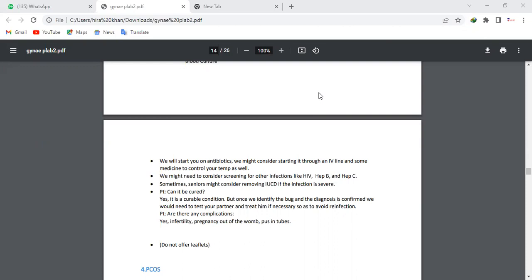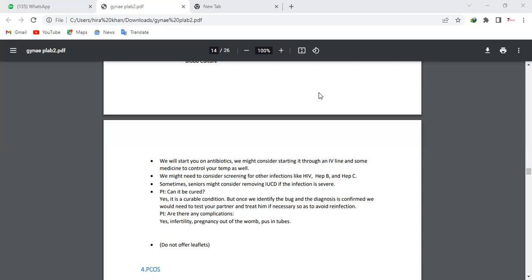And then tell her, well, as you have an IUCD, and if the infection is severe, the seniors might consider removing it as well, but this would be after their assessment. Then if she says, can it be cured? Yes, it is a curable condition, but once the diagnosis is confirmed, because right now we have not confirmed the diagnosis. So we have to say that once we identify the bug and the diagnosis is confirmed, we would need to test your partner and treat him as well, because these infections keep coming back and there is a risk of reinfection. All right.